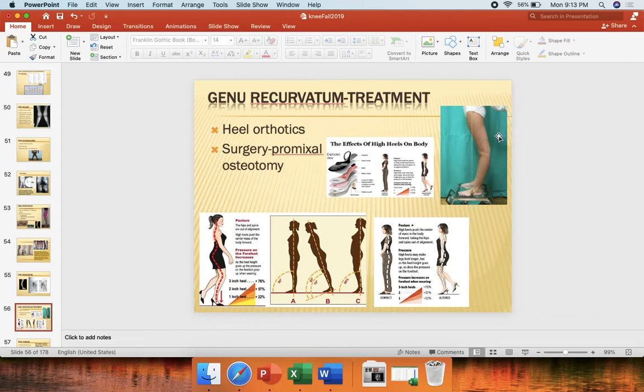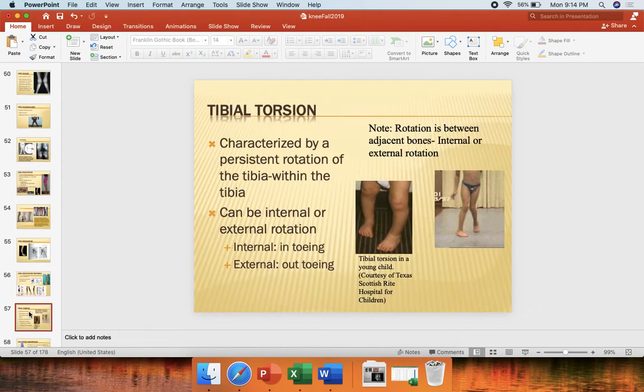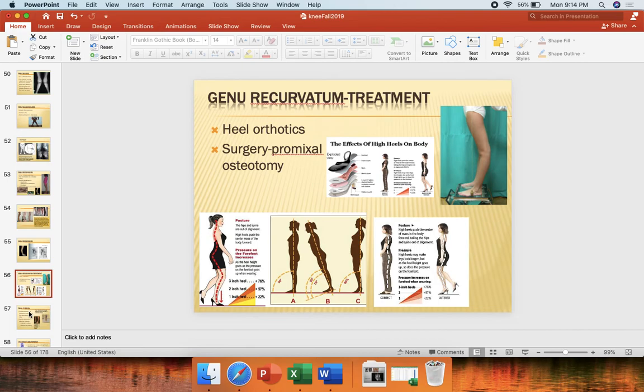Instances where we might want to limit this recurvatum: maybe these people are really stretching out the posterior capsule of their leg, or maybe they're impinging the anterior structures in their knee. So maybe they're getting some pain in their anterior knee, or maybe they're just developing weakness on the posterior side because they're constantly in this state. So those are instances where we might utilize this heel lift to limit the amount of Genu Recurvatum for that person. And that will actually wrap up this video for these divergences of the knee.